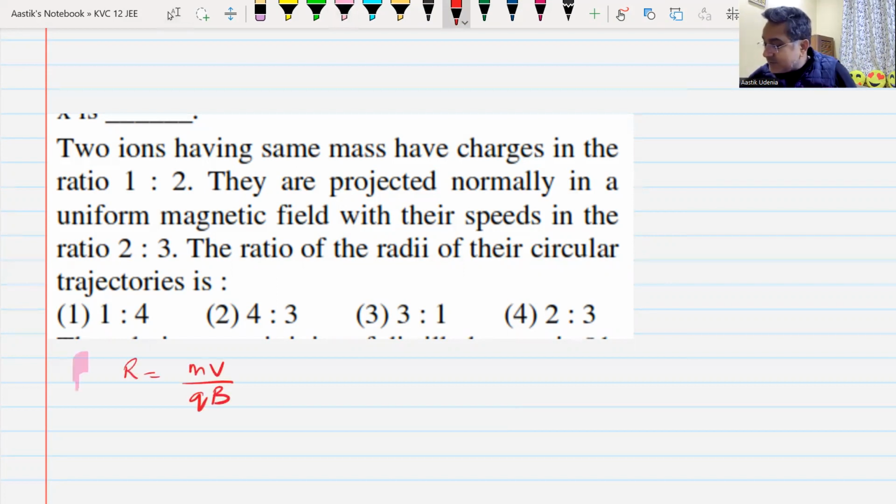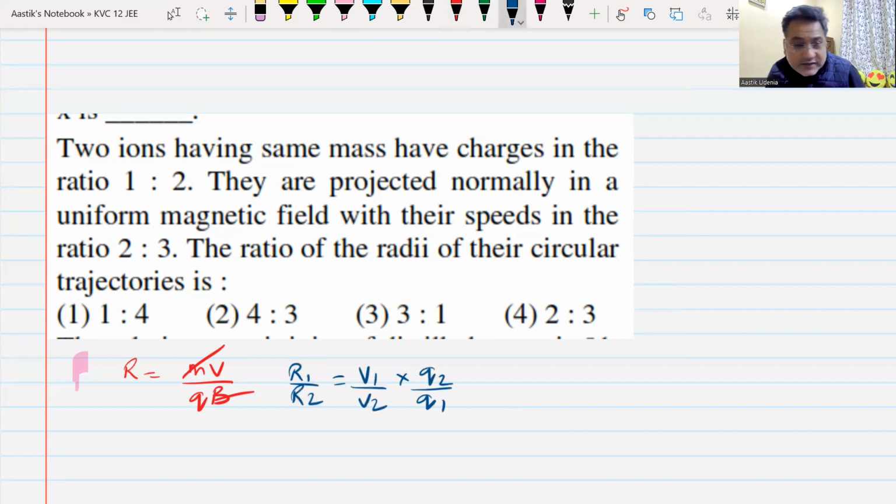Two ions have the same mass, so M goes away. The charge ratio is given. The uniform magnetic field is the same. So R is proportional to V by Q, my dear friends. So R1 by R2 will be V1 by V2 into Q2 by Q1. And the answer I think that you get is 4 by 3.